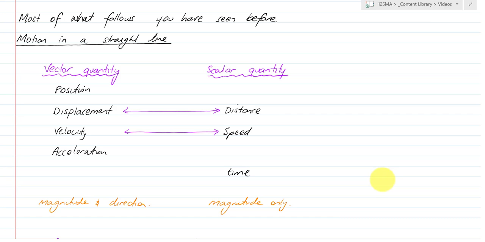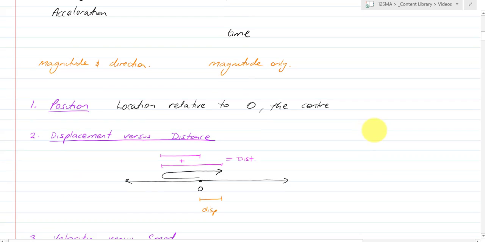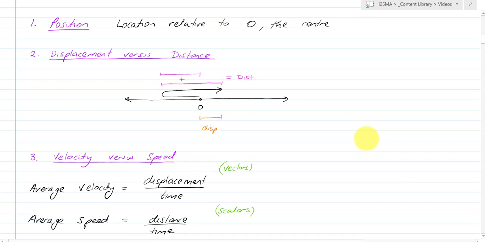So we have direction and magnitude for a vector, magnitude only for a scalar, and they're things that you should know. So just a bit of a review. Position is always the location relative to O, which is the center or the origin. Sometimes O is set, sometimes you will just set O as where it starts from, or maybe some other logical location. Let's say somebody's dropping a stone off a cliff, you might set O as the base of the cliff, in which case the stone begins 20 meters above the base.